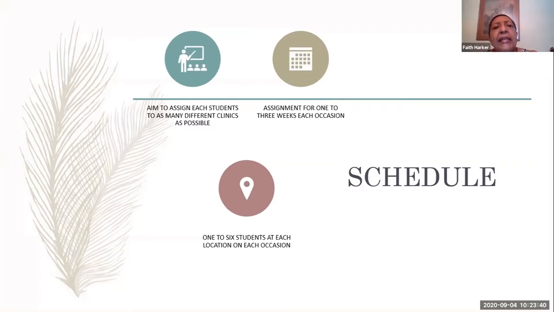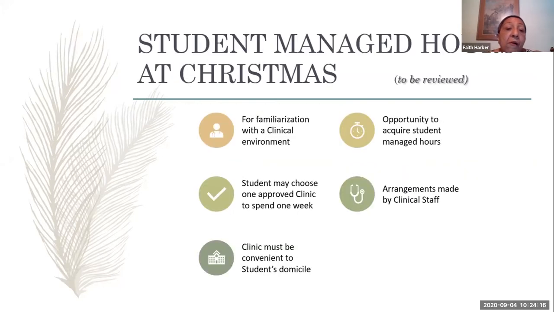All right, the aim of your clinics is to assign students to as many different clinics as possible. We want you to experience the differences in clinic cultures, in demographics, in living in different parts of Jamaica and Kingston. You're assigned for between 1 and 3 weeks on each occasion. And you may be paired with another student. You may find yourself with 3 other students, maybe 5 other students, or you may be by yourself.